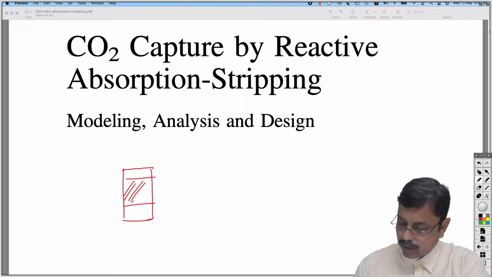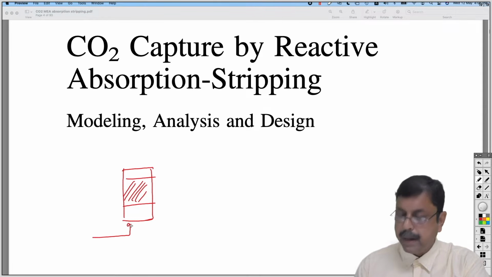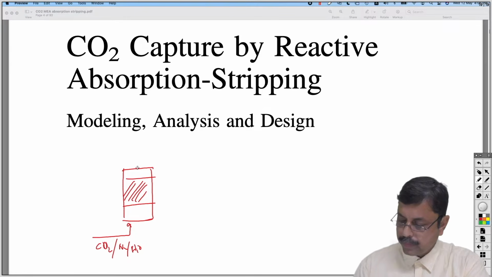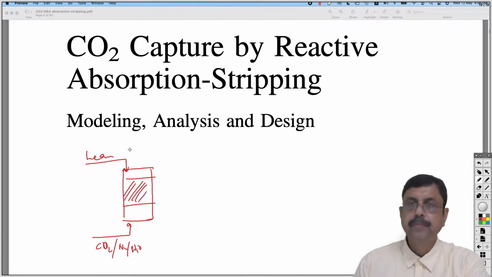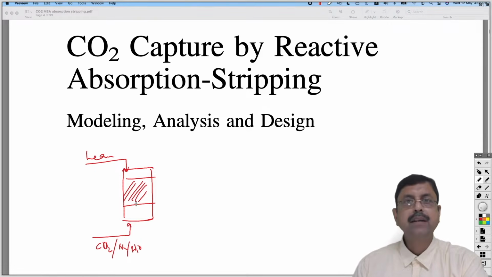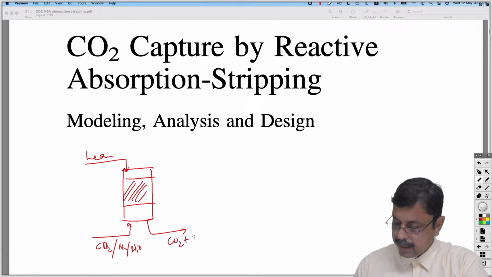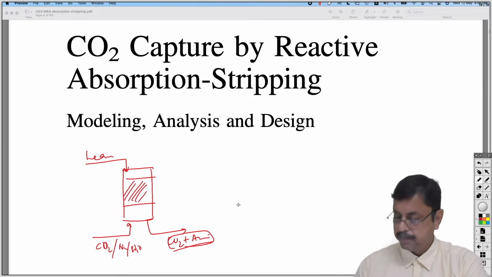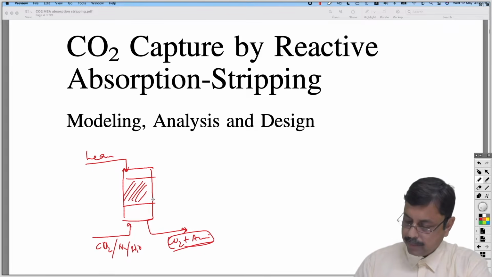which will be a packed column. Flue gas is passed through the bottom, so it will have a combination of CO2, N2 and H2O. And lean amine, that means amine free of CO2, will be poured from the top and they will react with each other. And the rich amine, that means amine plus CO2, mostly CO2 will be there in compound form, will come out from the bottom of the absorption column.